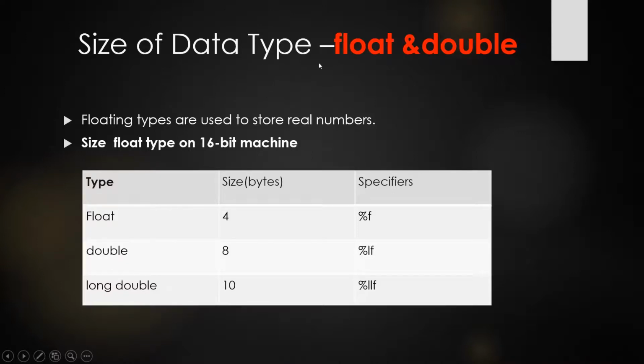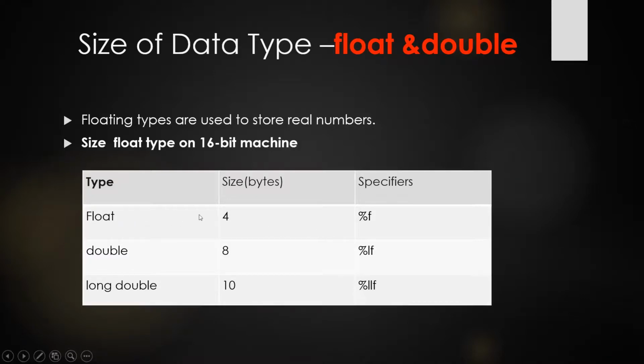Size of the data types float and double. See, floating data types are used to store real numbers. It means in the integer we'll be using values like 1 or 2, whole numbers. In the float, we can print values like 1.2 and 3.5, real numbers.